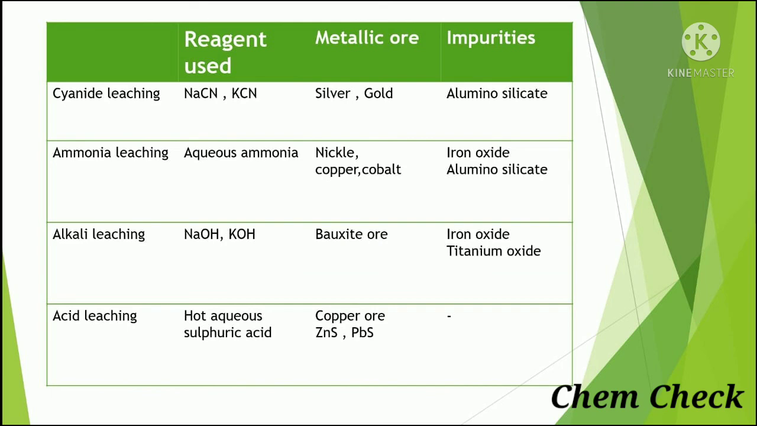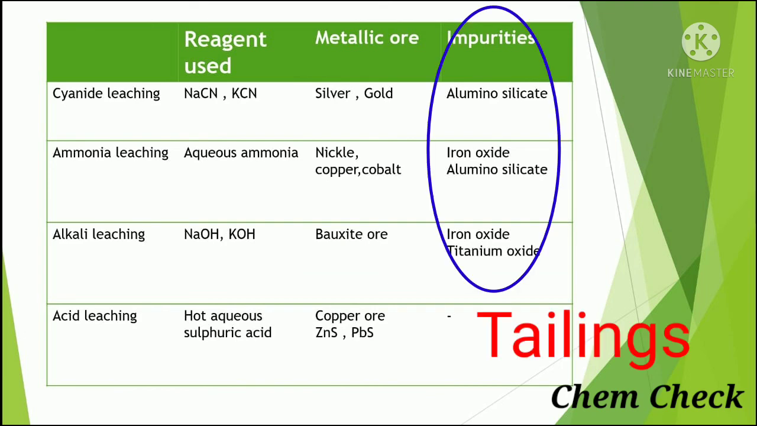In the case of cyanide leaching, we get aluminosilicate. In the case of ammonia leaching, we get iron(III) oxide, hydroxides and aluminosilicate. And in the case of alkali leaching, we get iron oxide and titanium oxide. Now, just for information, these impurities or gangue particles which you get during these leaching processes are collectively called tailings. Tailings. This is a new term which you need to know. The impurity obtained during these leaching processes is called tailings.